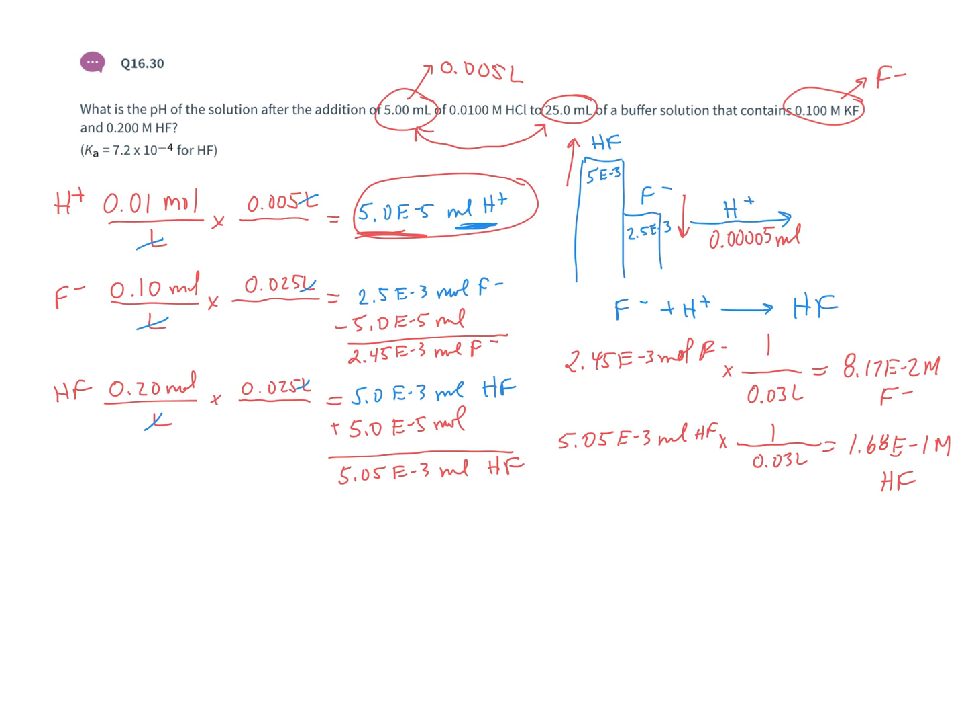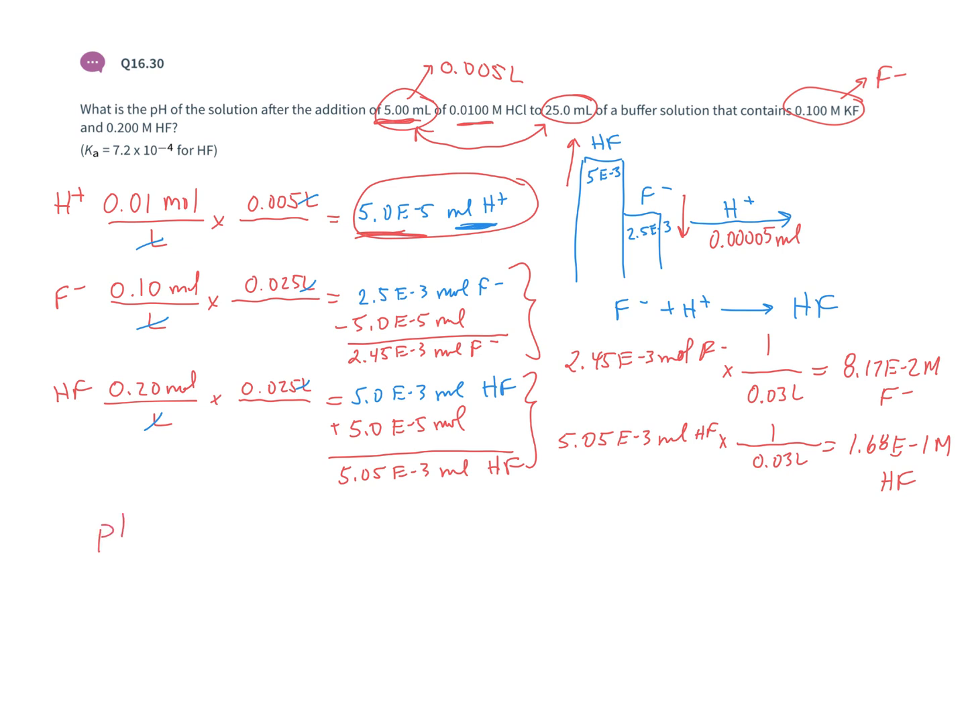Because we were adding a volume and we knew the concentration of that volume, we had to find out how many moles, so that we could find the change in moles when I add that strong acid to this solution. The strong acid reacts with a conjugate base, fluoride, protonating that, forming more HF. Now I can do my Henderson-Hasselbalch equation.